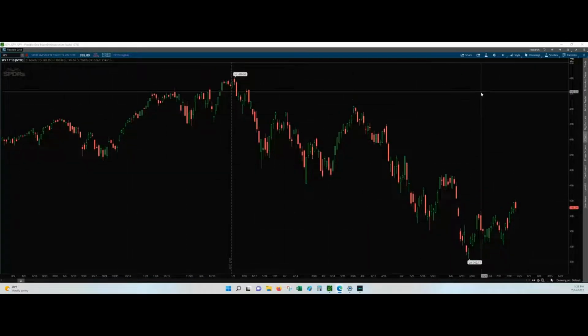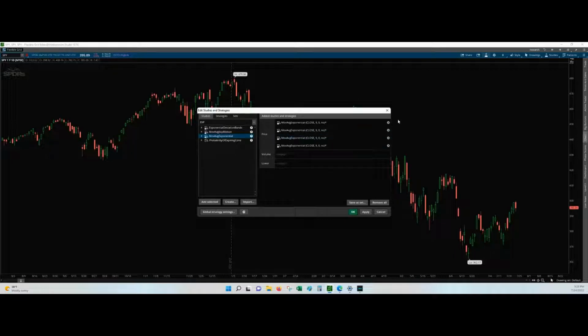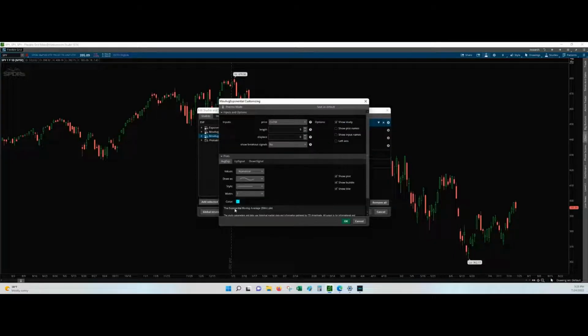This is the 1-year chart that I have pulled up. And I'm going to go to the studies here and pull an exponential moving average. So I like having 4 exponential moving averages. I'm going to plot 4. And the first one's going to be 9.